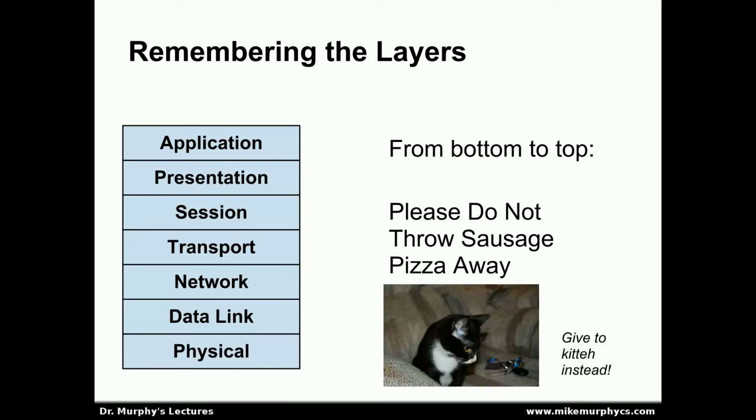So one way to remember these layers is to memorize the mnemonic, "Please do not throw sausage pizza away," where the please corresponds to the physical layer, the D in do corresponds to the data link layer, not corresponds to the network layer, throw corresponds to the transport layer, sausage corresponds to the session layer, pizza corresponds to the presentation layer, and away corresponds to the application layer. So this is a way of remembering these layers in order from layer 1, the bottom layer, through layer 7, the top layer.